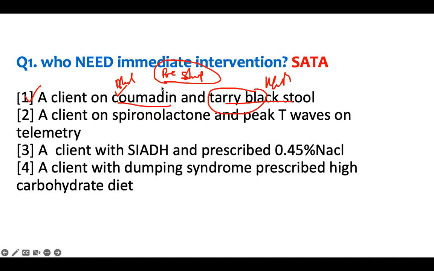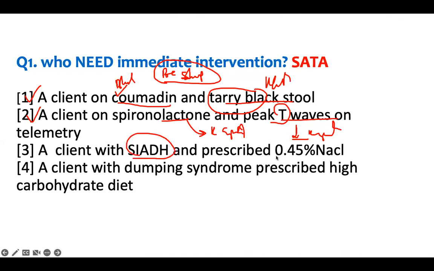A client on spironolactone and a peak T wave. What is happening? Spironolactone, you've got to bring your content. It's a potassium sparing diuretic. Now we have a patient with a peak T wave. What is a peak T wave on the EKG? It's related to what? Potassium. Therefore, if the patient is on spironolactone, it's increasing the patient's potassium, and now a peak T wave, this patient needs to be seen. And it's part of the B sharp, like I said. It's still part of the B sharp, which is the electrolyte.